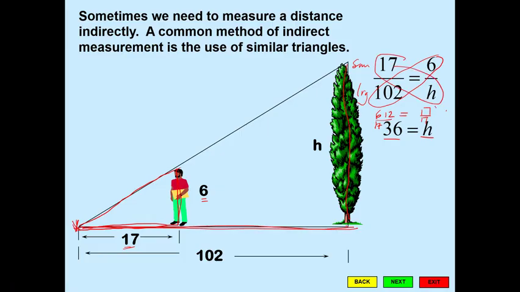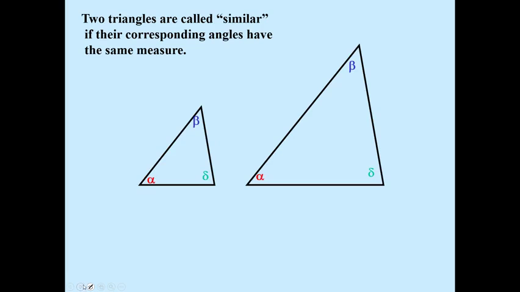Okay, we had a 17h, so you have to divide by 17. Okay, good deal. Two triangles are called similar if their corresponding angles have the same measurement.